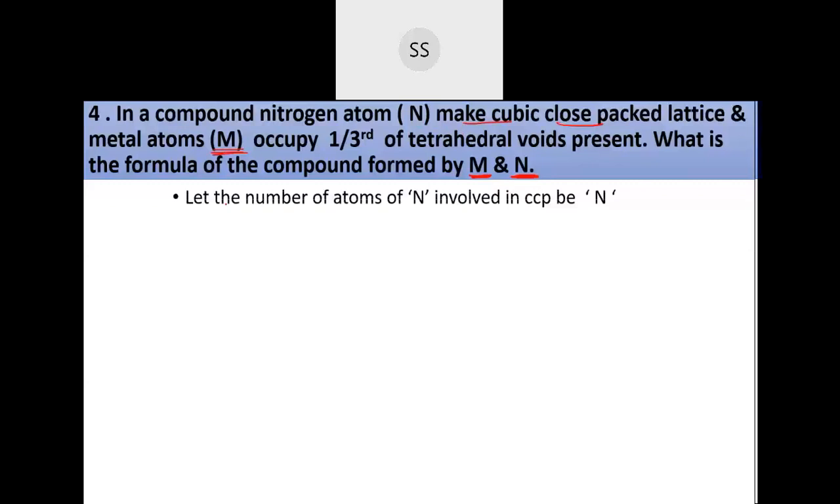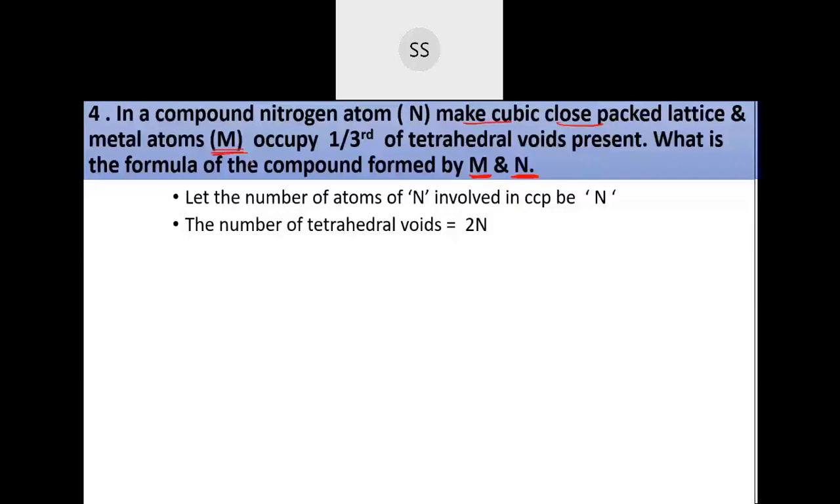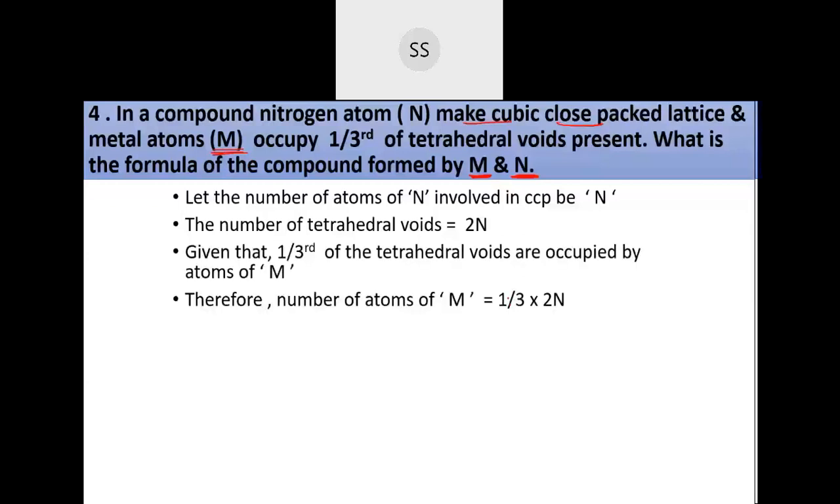Next one, they are saying 1/3 of tetrahedral void is occupied. But we know the number of tetrahedral voids in any lattice is 2n. So that value is actually 2n, but then here only 1/3 is occupied. So what you are going to write is only 1/3 of 2n. So that will be 1 by 3 into 2n, which will be 2n by 3.